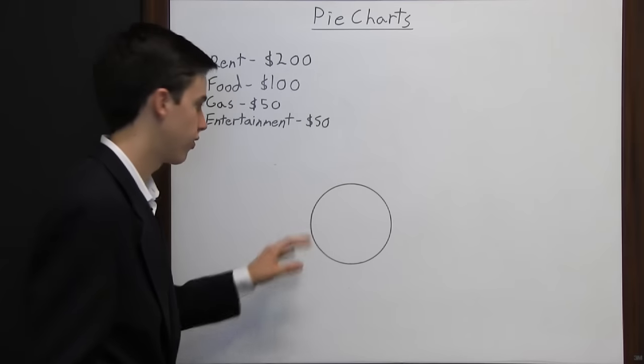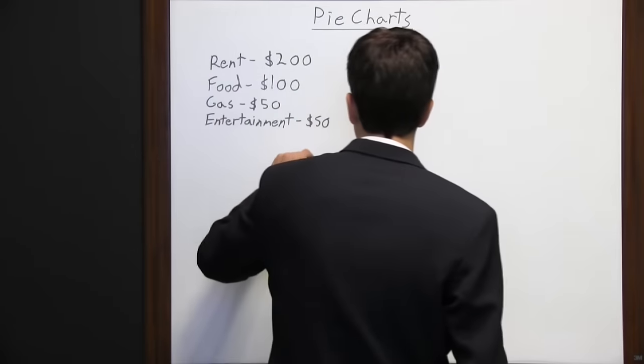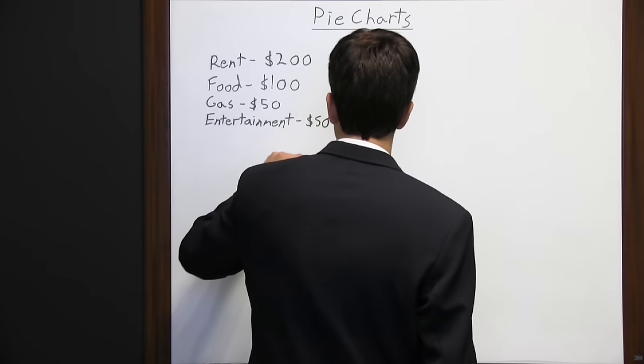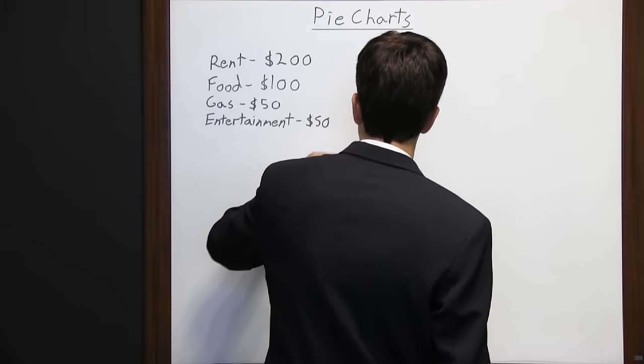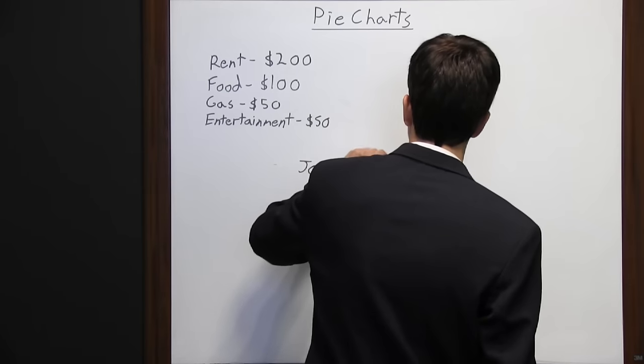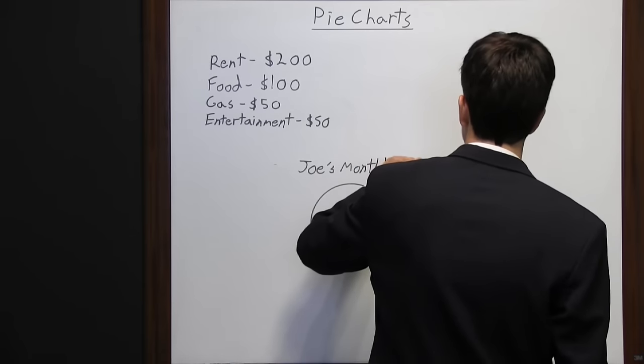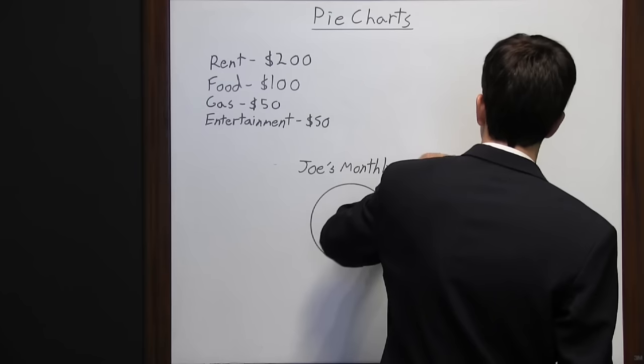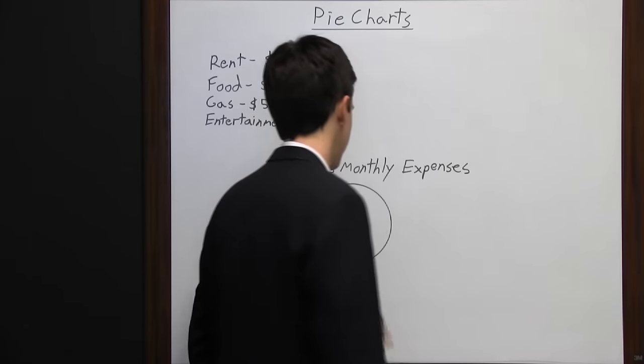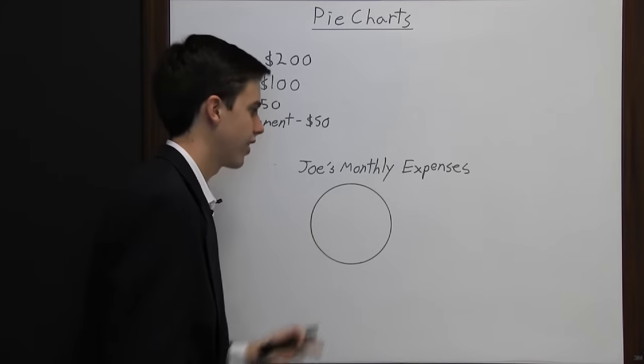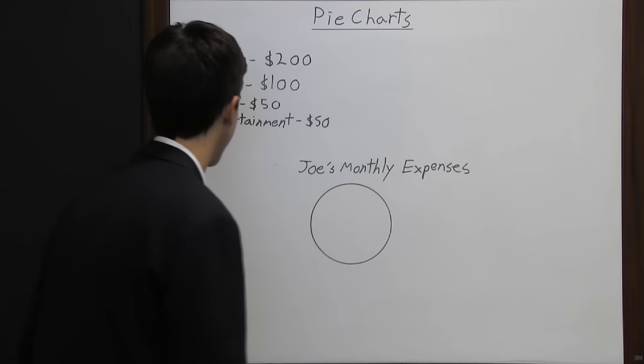So first, we need a title for this pie chart. So the title is going to be Joe's Monthly Expenses. So the great thing about a title is it allows the reader of the graph to quickly look at this graph, see the title, and know what this pie chart is going to pertain to.